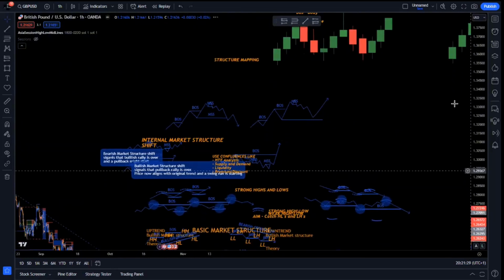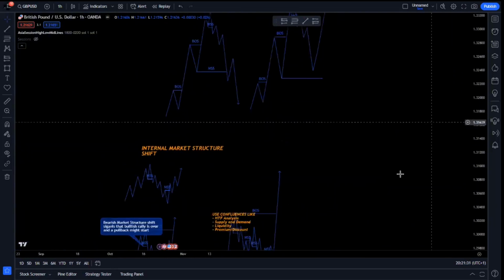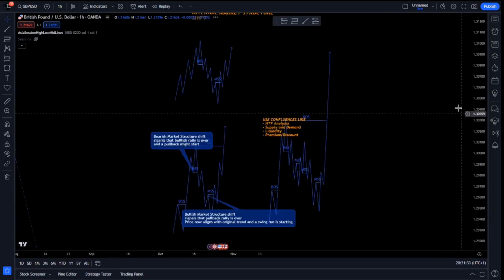Now we are going to be talking about internal market structure shift.